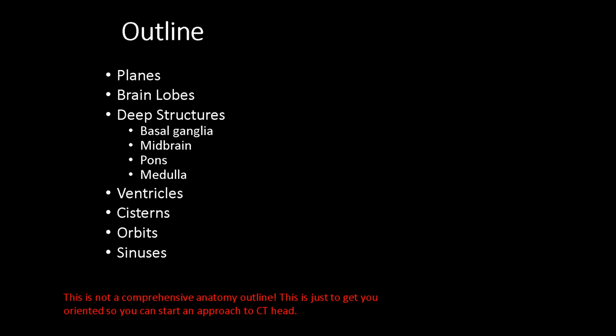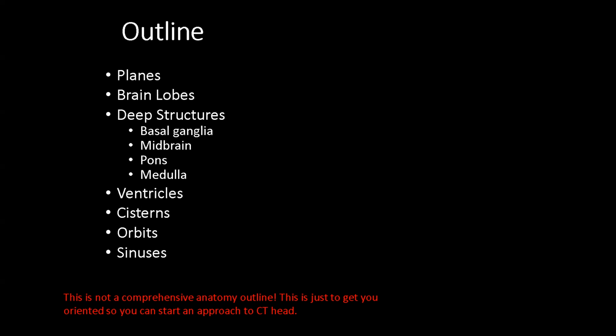So what are we going to talk about in today's video? We'll again go over imaging planes briefly, and then we'll get to the internal structures of the brain. So those are the lobes of the brain, and then some of the deeper structures, including the basal ganglia, the midbrain, the pons, and the medulla. We'll then go into the CSF spaces, the ventricles, and the cisterns, and then we'll briefly just make note of the orbits and sinuses, although we won't go into them in detail today.